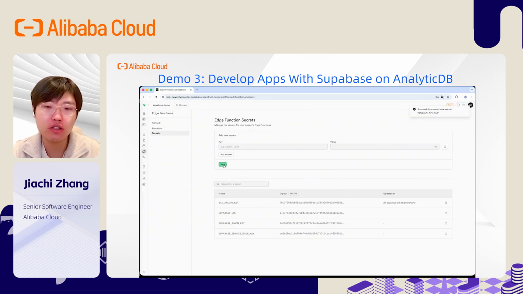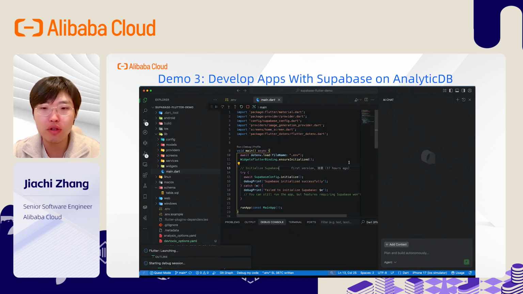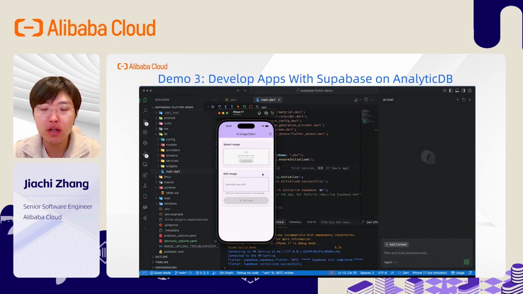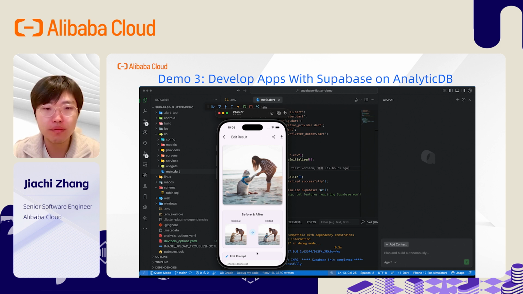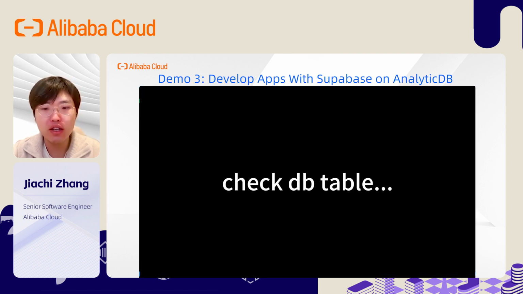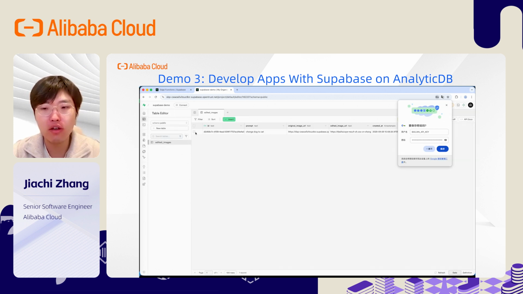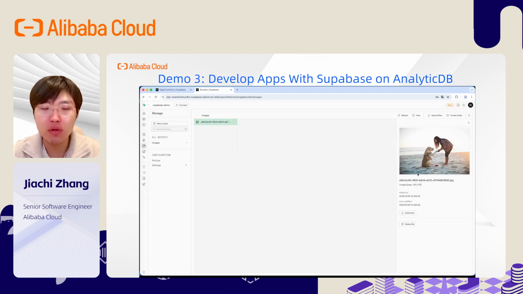And in this application, after setting up, we are trying to run the app and upload the image and edit the image by changing the dog to cat. The task is finished in a second, and we can check the record in the Supabase dashboard, and we can see the uploaded image in the storage bucket.